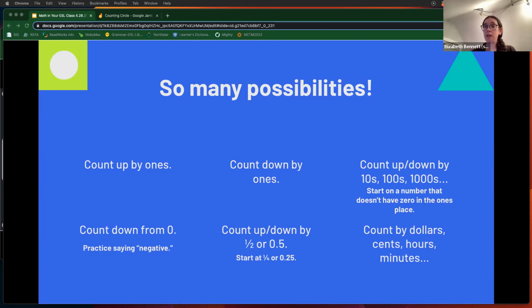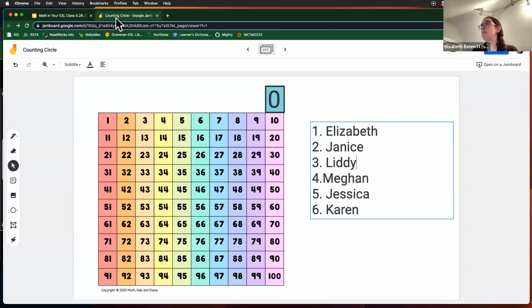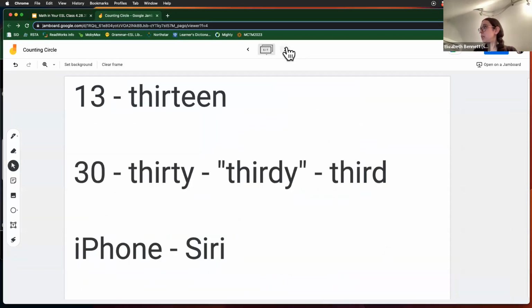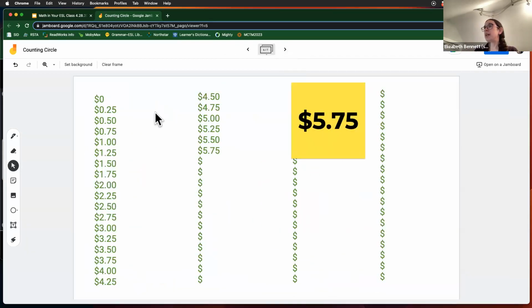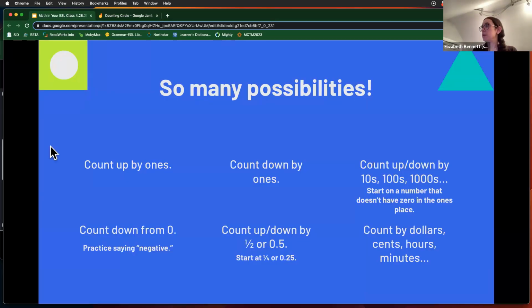So count up by 1/2. You could also count dollars, count cents, count hours, count minutes. So in my class, for that student who wanted to work on money, we talked about quarters, and then we practiced counting up by increments of 25 cents. So many possibilities. You can make it as easy or as difficult as you want. You might want to keep some sort of a record of the numbers that the students are saying, and then you can refer back to that later and talk about the patterns that people notice.